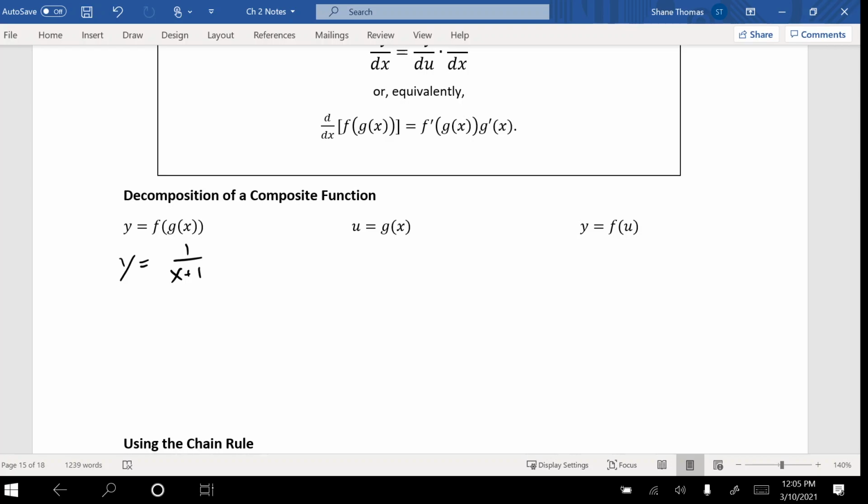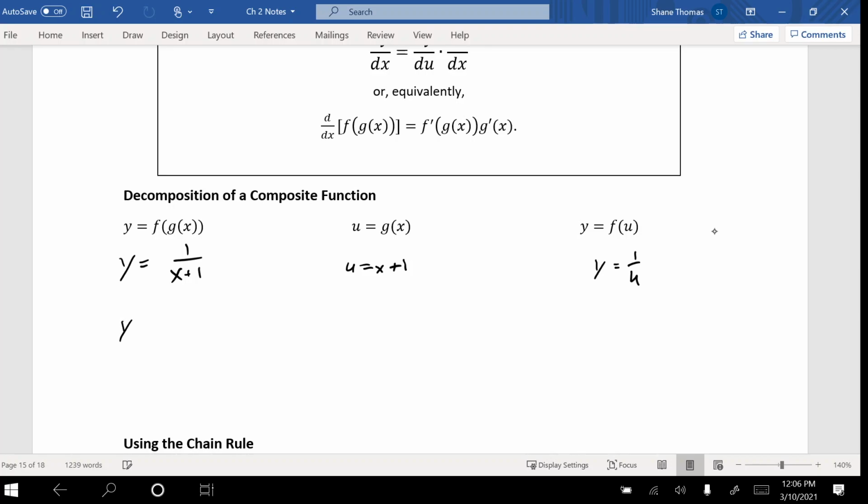I can treat the bottom of that fraction as u. I'm going to say that the bottom of that fraction is u, which is x plus 1. Then y equals f of u, where I put u in for x in the function, would be y equals 1 over u. So then if I want y equals f of g of x, all I'd have to do essentially was plug u into y. I kind of broke it into parts.